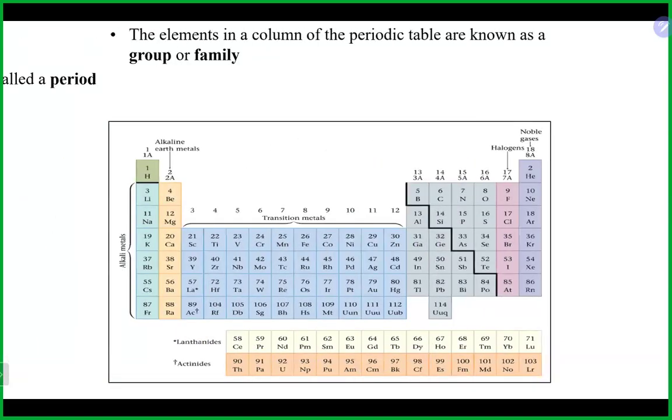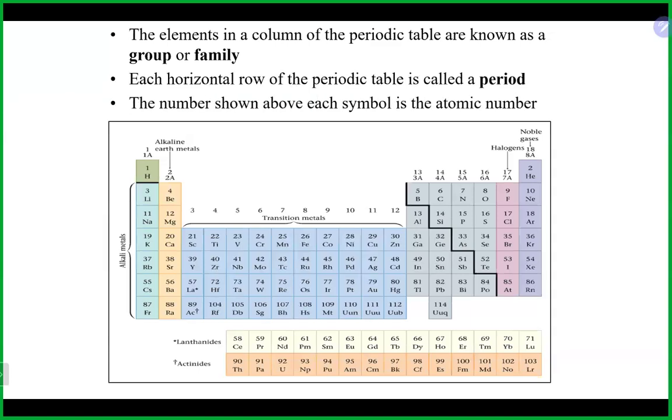Let's start with a couple of important things. First off, elements in a column on the periodic table are known as a group, or if you're really old like me, a family, though nobody says it these days. Sometimes they're called families, but most people these days roll with groups.